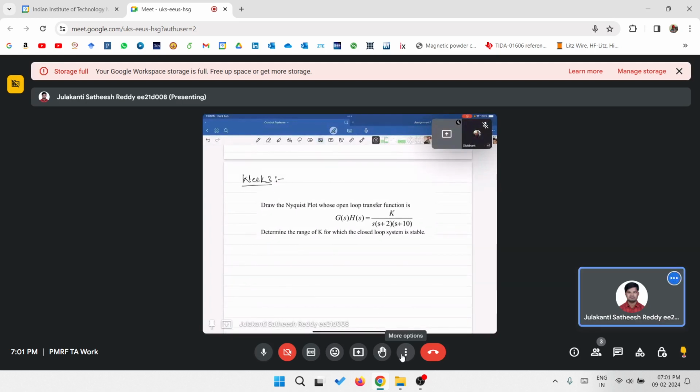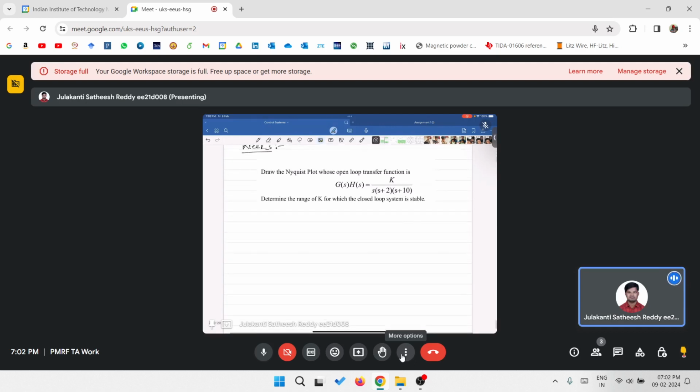Yeah, so we need to know the stability of the system by using the Nyquist criterion. Okay, so a simple question is given. First, for this, you need to draw the Nyquist plot. Nyquist plot is all about that.